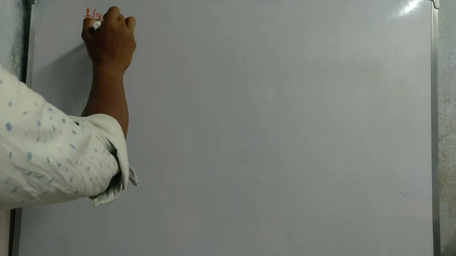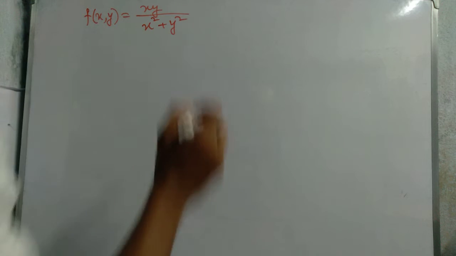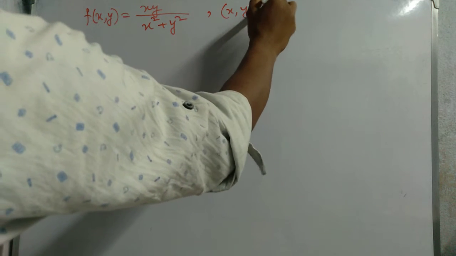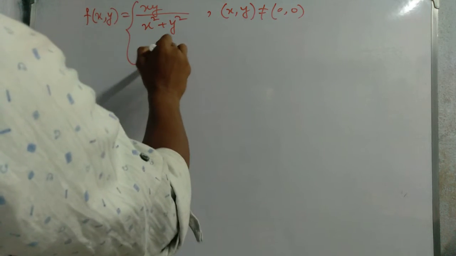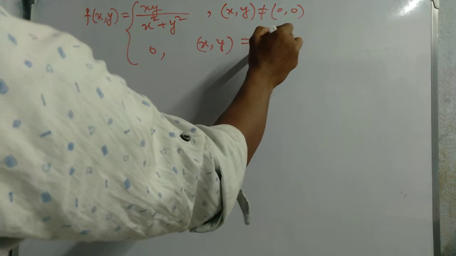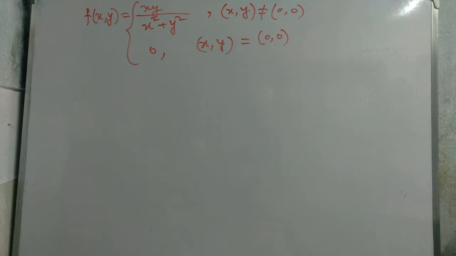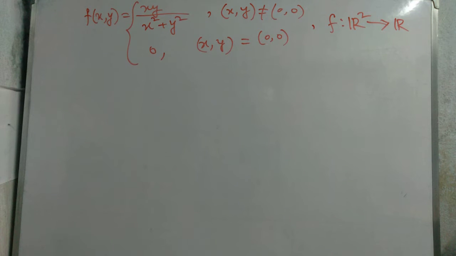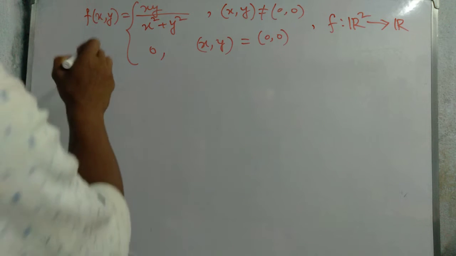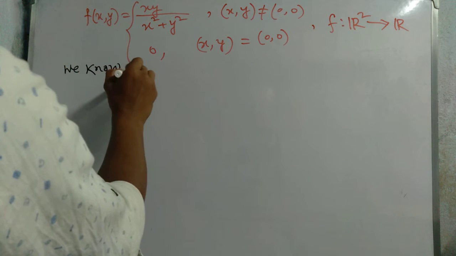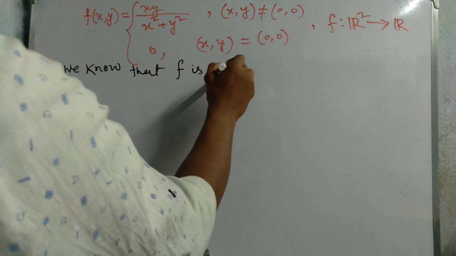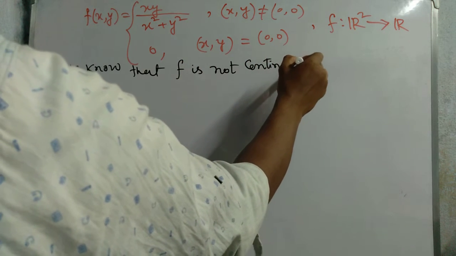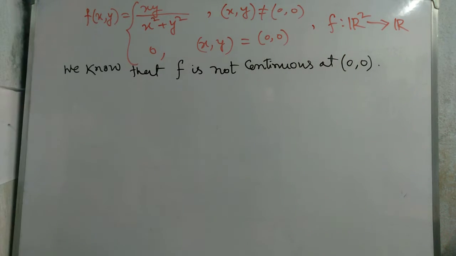Now f of (x,y) equals xy by x squared plus y squared, where (x,y) is not equal to (0,0), and 0 if (x,y) equals (0,0), where f is from R squared to R. Then we know that f is not continuous at (0,0).